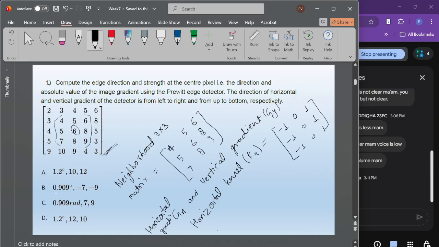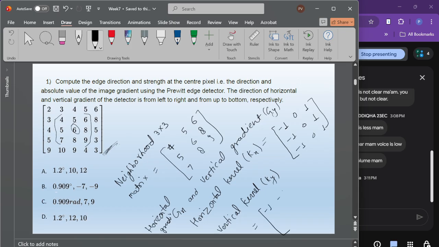And what is our vertical kernel? That is ky, and it is -1, -1, -1, 0, 0, 0, 1, 1, 1. It is used to detect the changes from top to bottom. Now we perform the sum of element-wise multiplication, also called convolution, between the kernels and the 3 cross 3 neighborhood matrix to find the horizontal gradient.